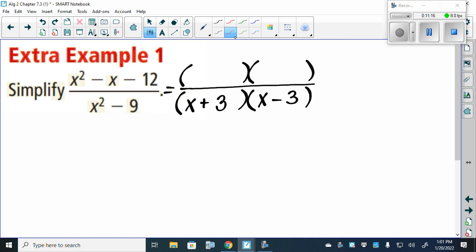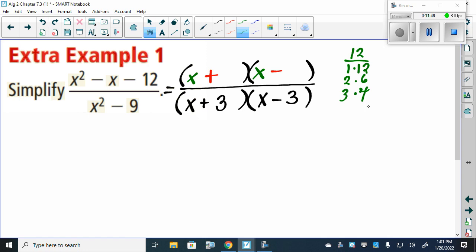Now let's factor the numerator: x squared minus x minus 12. Since the third term is negative, our signs are going to be positive and negative. Now we do need to find the factors of x squared, which would be x and x. Now we need to look at the factors of 12: 1 and 12, 2 and 6, 3 and 4.